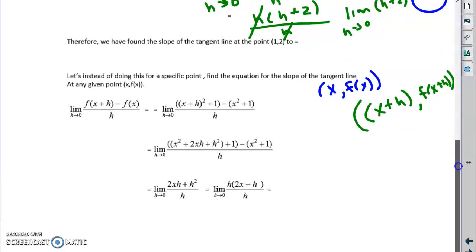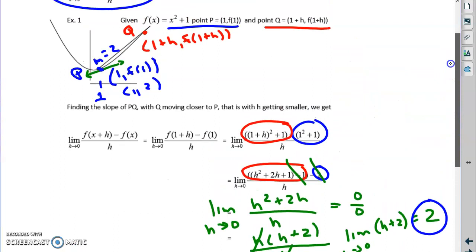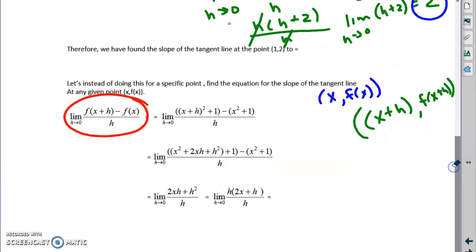So let's go through this a little bit. Okay? So f of x plus h minus f of x all over h, limit as h approaches 0. So I'm going to go back up to my function, x squared plus 1.